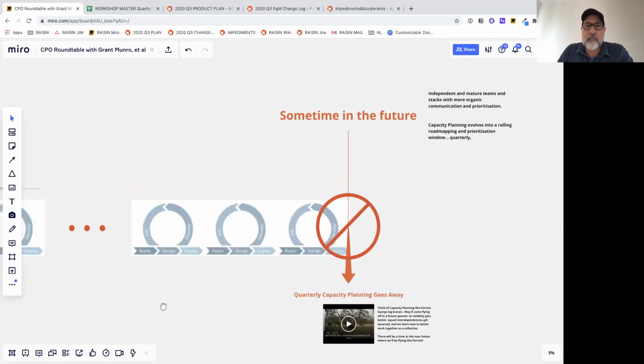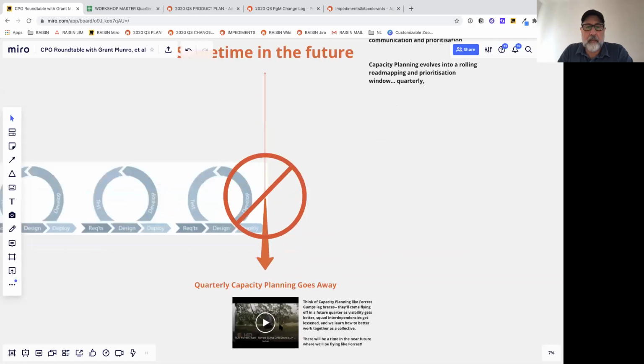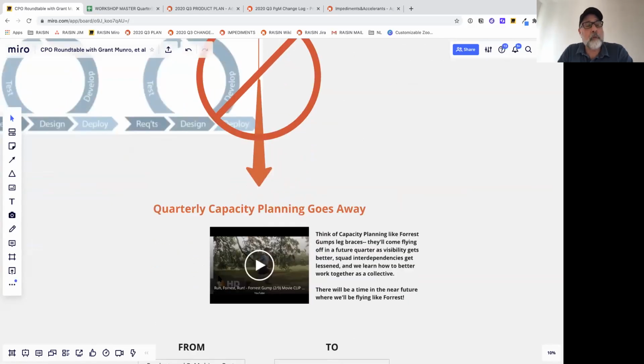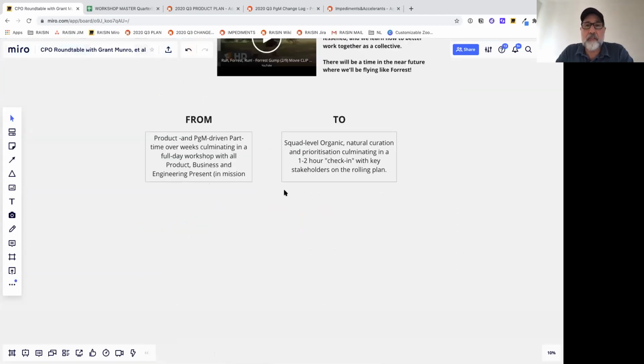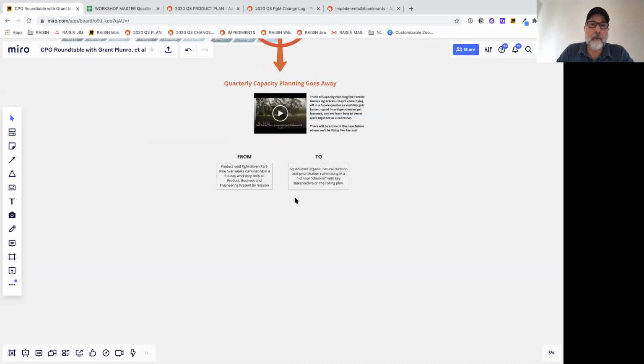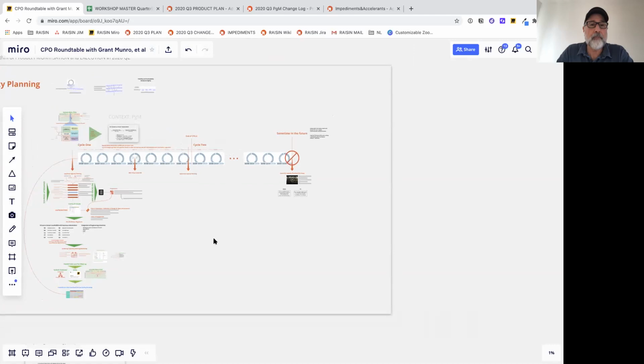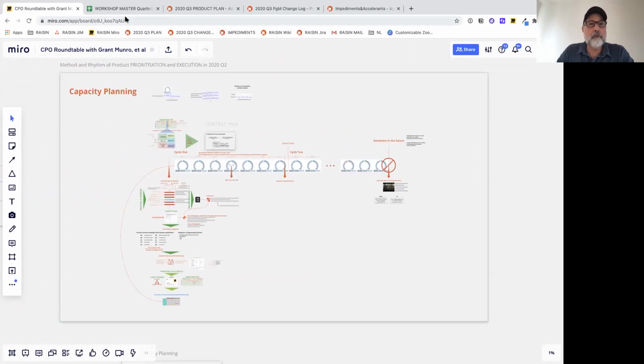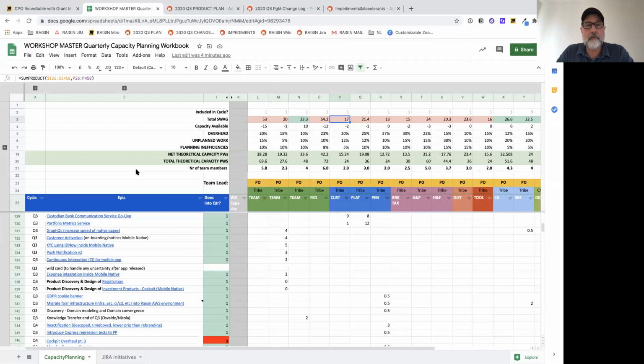And then over time, and this has been my experience, I'm not going to play the video, but everybody's seen Forrest Gump. You know, when Jenny is telling him, run, Forrest, run. They're throwing rocks at him, and those leg braces come flying off. So think of this capacity planning as Forrest Gump's leg braces. Eventually they go away, and you end up with this squad level organic natural curation and prioritization with less dependencies. And it works. It's kind of magical in that way. It's kind of a simple technique, but it works. So that's the overview, and I'll pause there and see what comes up.